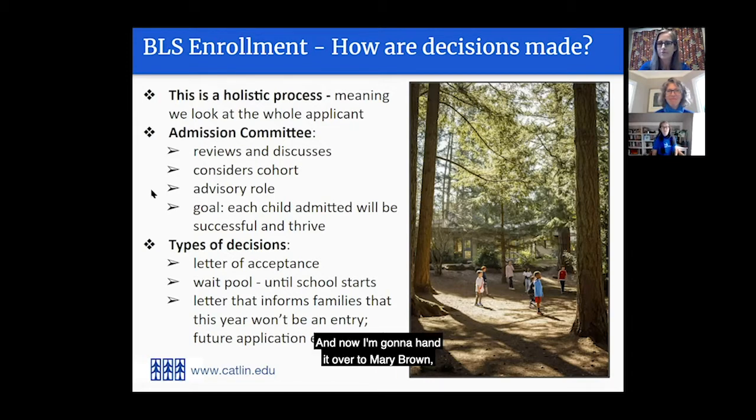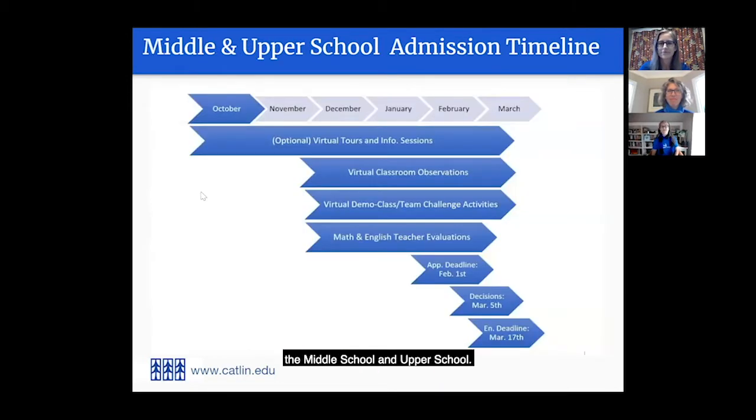Now I'm going to hand it over to Mary Brown, my colleague who oversees the middle school and upper school. Hi, everybody. As Zoe said, I'm Mary Brown, and I'm the Director of Middle and Upper School Enrollment. Similar to Zoe's role, I work with families who are interested in learning about the school, in particular middle school and upper school, and I help them through the application process. On the other end, I work with my colleagues and faculty in those divisions to review applications and make admission decisions. Thank you for being here.